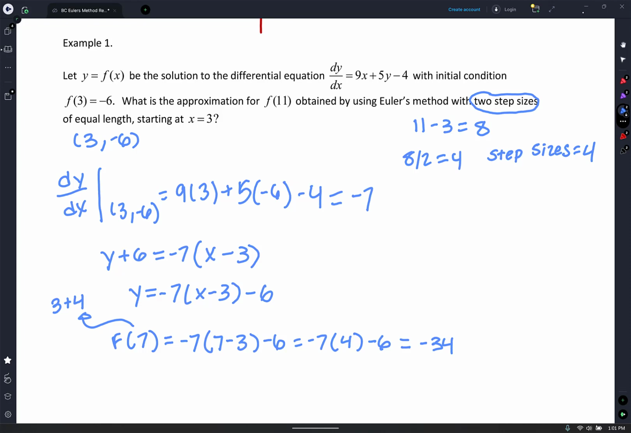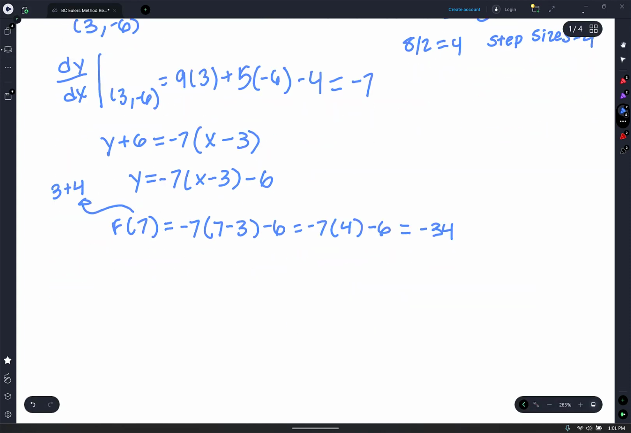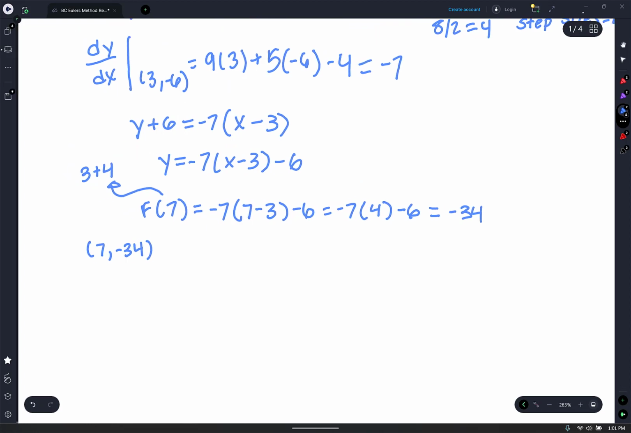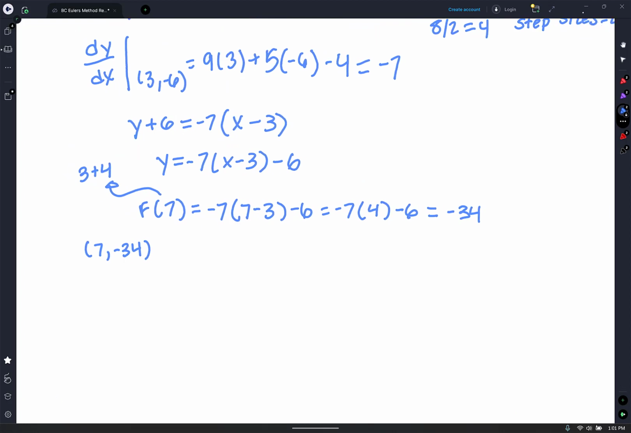And so that was the first step, but we have to get to f of 11, so we need to do this all again one more time. Now we have this new coordinate point, which is (7, negative 34). And don't be scared if you get crazy numbers. Oftentimes, Euler's method has long numbers. So we're just going to do the same thing we did again.